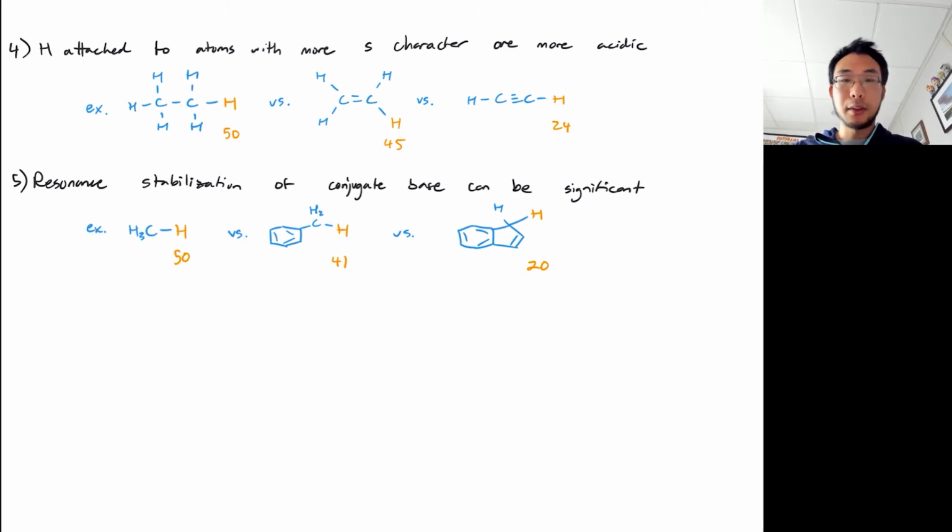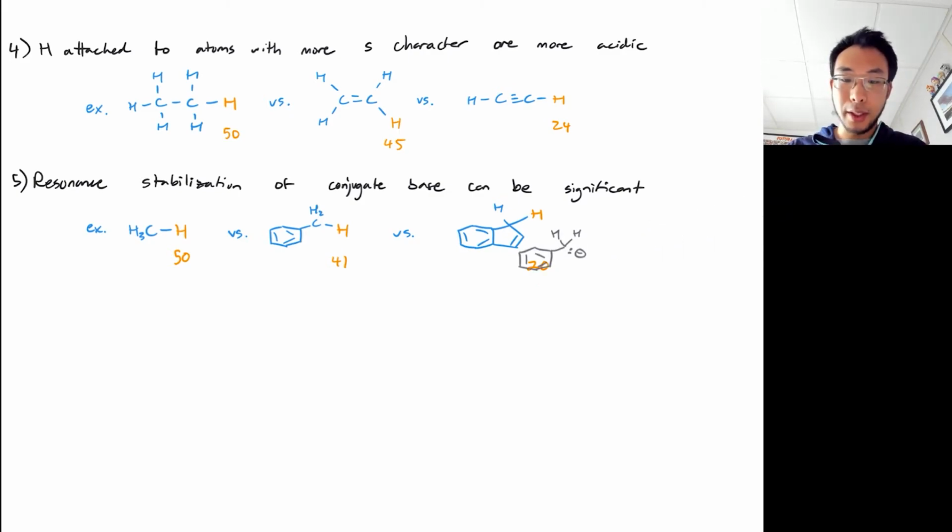Other factors include resonance stabilization of the lone pair in the conjugate base. So here I'm showing you an example where this pair of electrons would not have any resonance stabilization if this acid was dissociated. This pair of electrons right here would have some resonance stabilization because it's benzylic to this benzene ring here. And finally, this pair of electrons has a lot of stabilization because it actually makes this ring here more aromatic. And so that's reflected in the high, less high, and much lower pKa values.